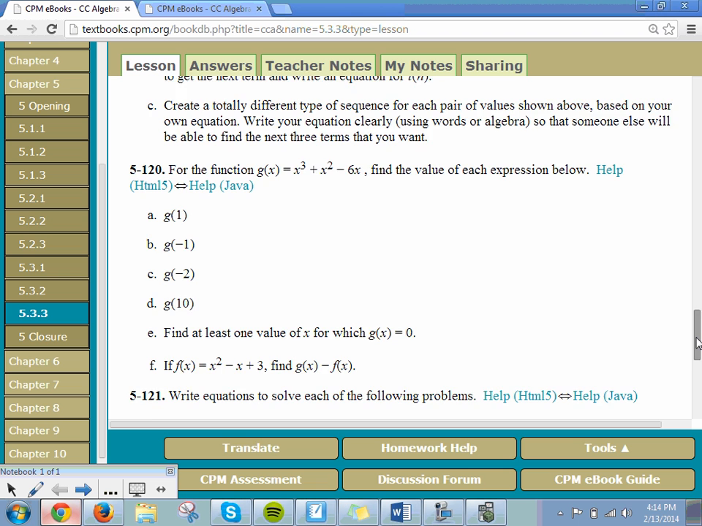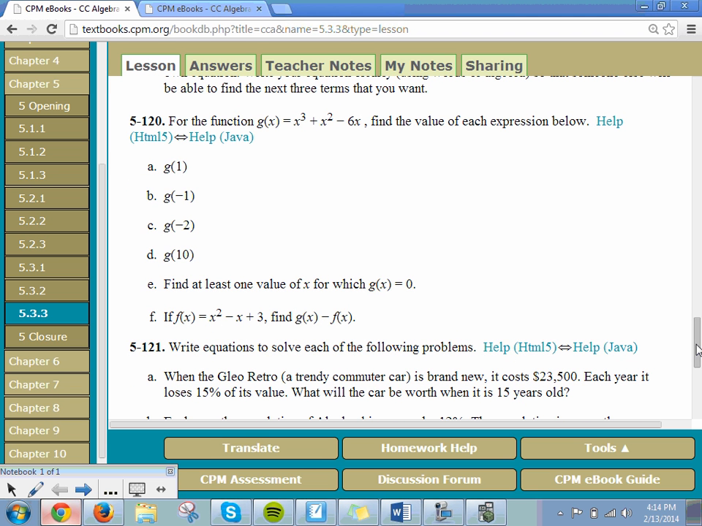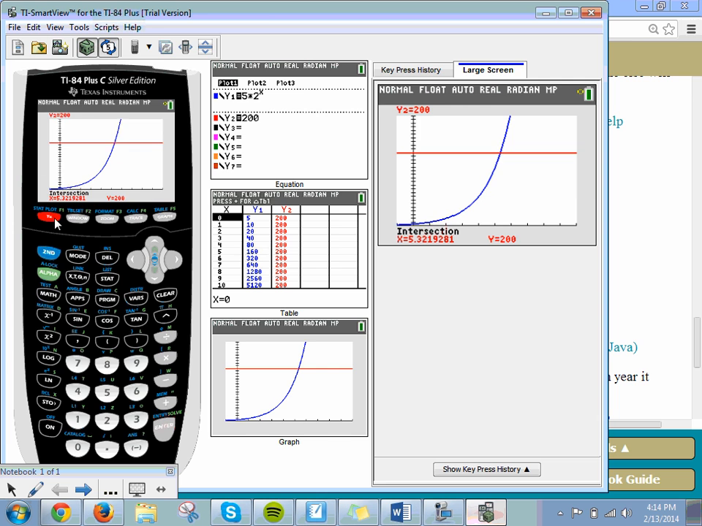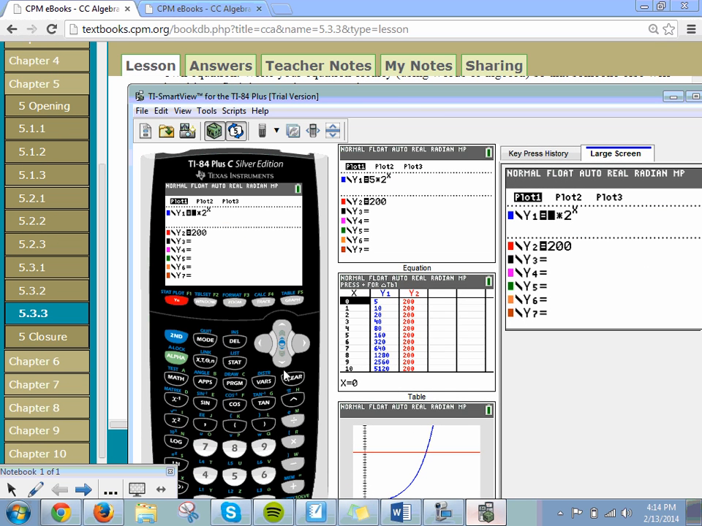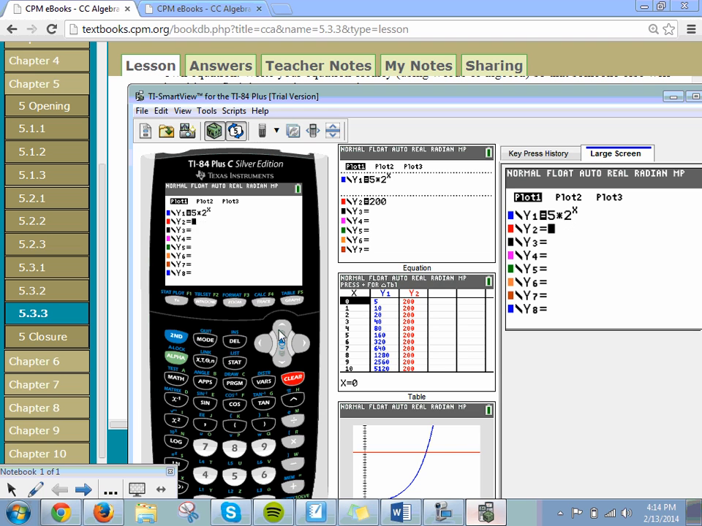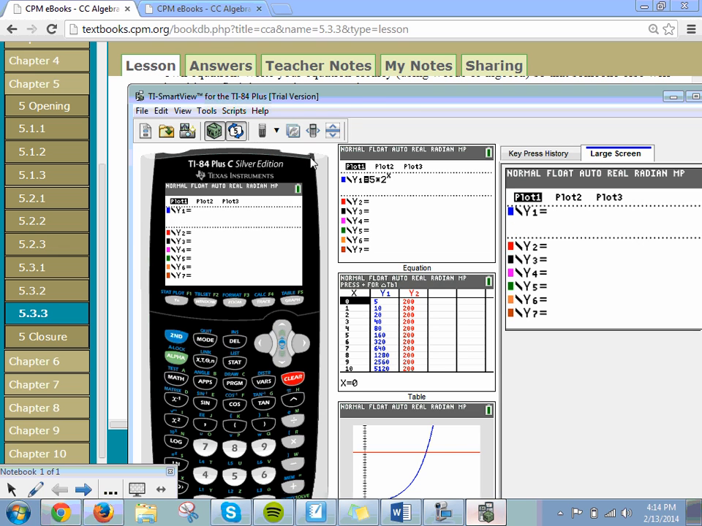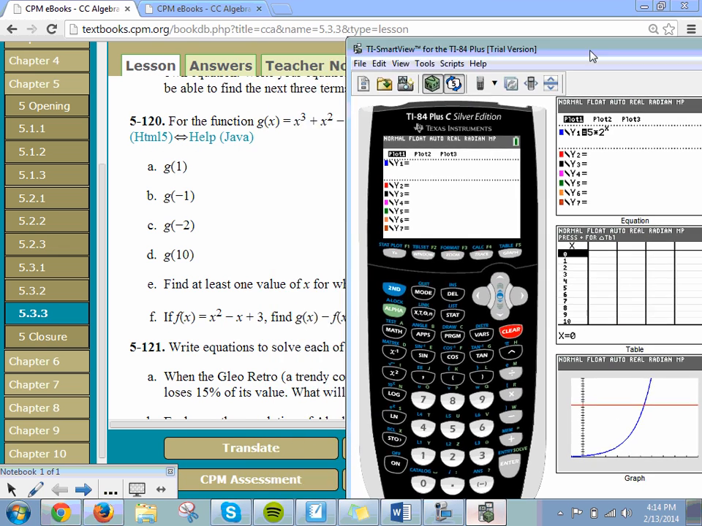Then in 120, it says for the function g of x is equal to x to the third, x squared minus 6x, find the value for each expression below. What I'm going to do, because this will be much easier, is this is in my calculator. So I'm going to pull up my graphing calculator, go to my y equals screen. And so when they say g of x, that's the same thing as y. So in my y equals screen, I'm going to put that equation.